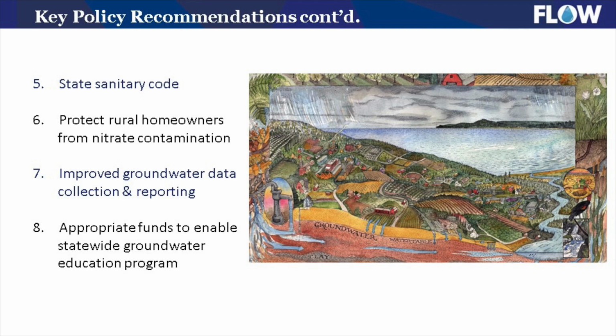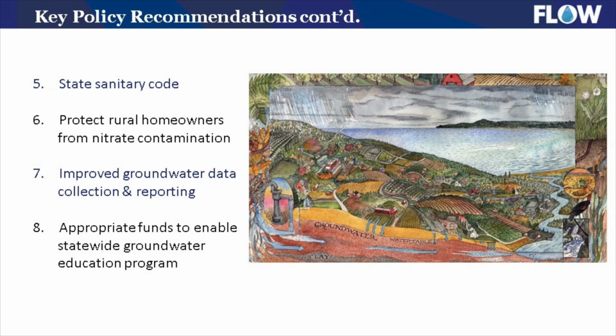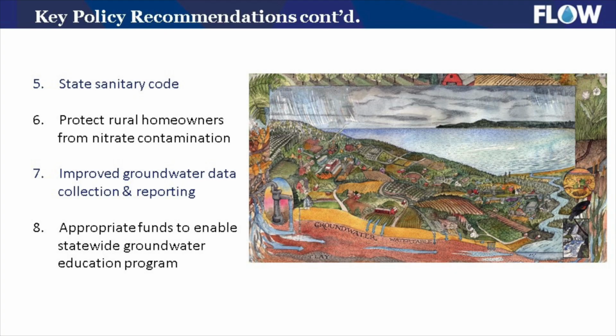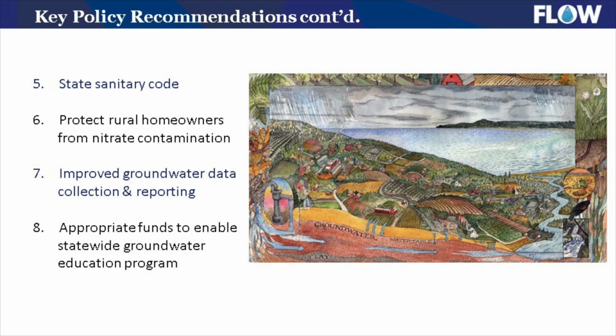Fifth, state sanitary code. I think this is something that we can do together next year. We're always looking for the things where we can move everybody. Sixth, protect rural homeowners from nitrate contamination. Seventh, improve groundwater data collection and reporting. This is something that a lot of the states in the Great Lakes Basin are getting better at. We've got more and more technology that's helping us really understand. And the better the science, the better informed decisions we can make. And eighth, it just goes back to education.